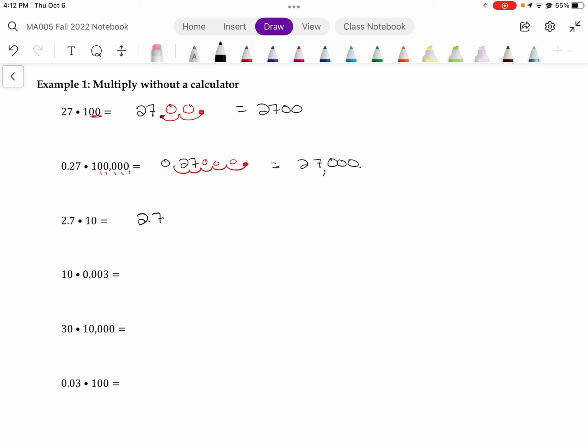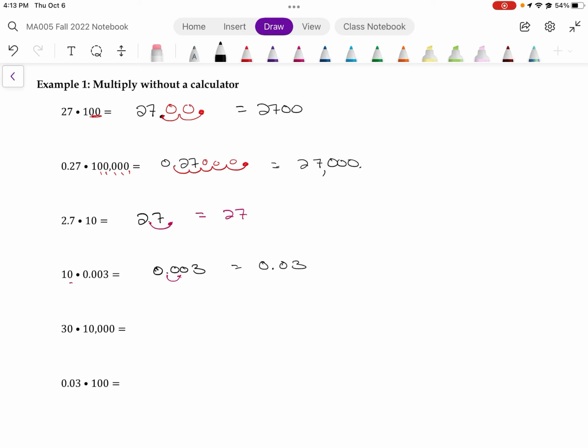The next one is 2.7, and we're going to say times 10. So we take the decimal point and move it over 1, and it becomes 27. The next one is 10 times 0.003. This is in a different order. I'm going to use the second number, not the 10, because I know that 10 is what moves the decimal place. I move 1 place to the right, because it's times 10 and there's only 1 zero, and this becomes 0.03.